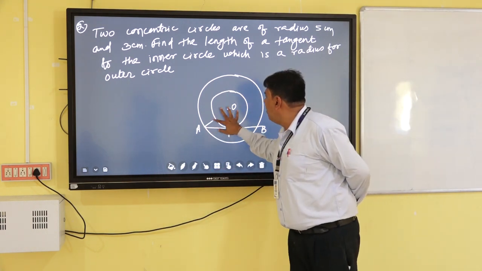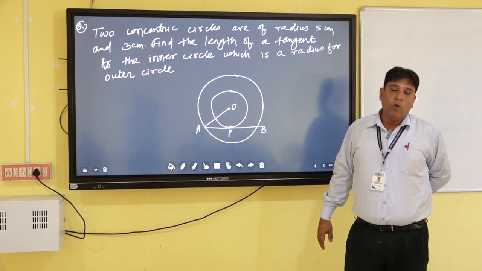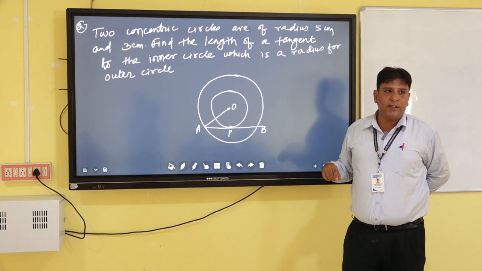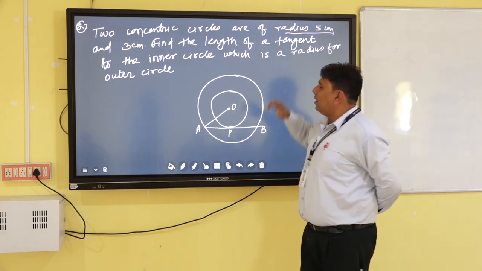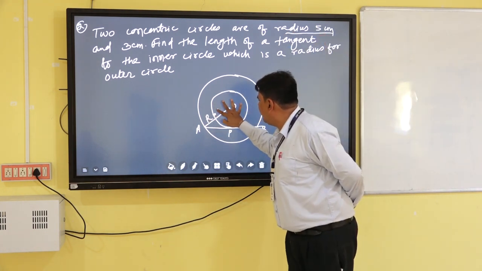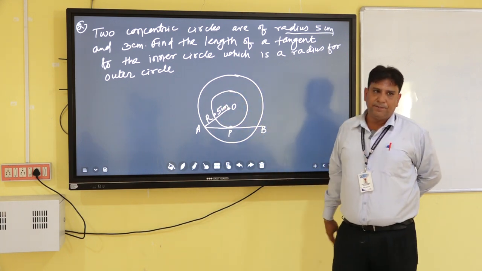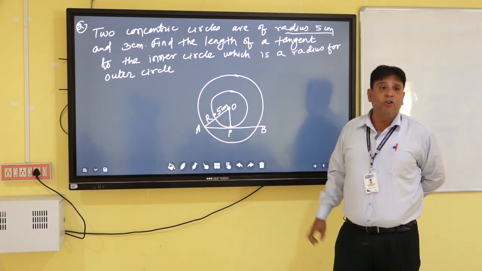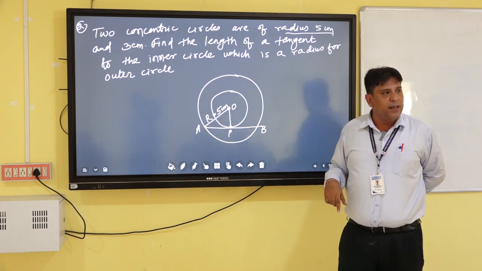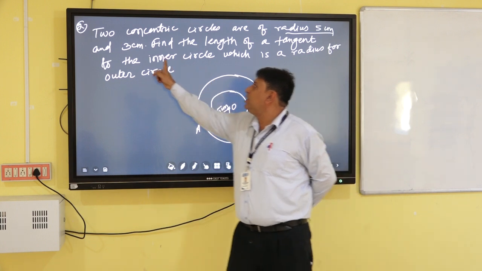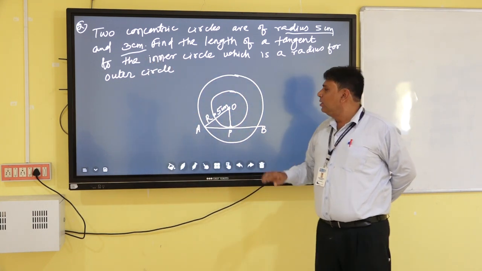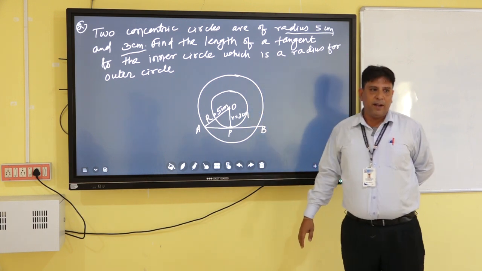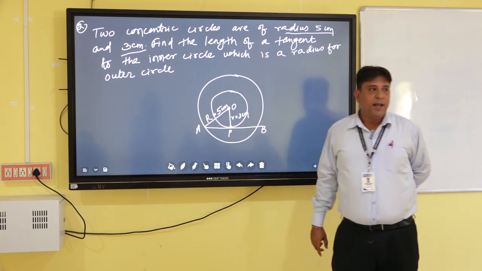Now who can tell me how much will be OA? OA will be equal to the radius of the outer circle. And what is the radius of the outer circle? 5 centimeter. Similarly, if I join OP, what exactly is OP? OP is the radius of the inner circle, which is given as 3 centimeter. So this small r is 3 centimeter.